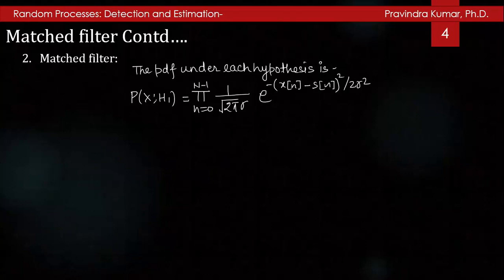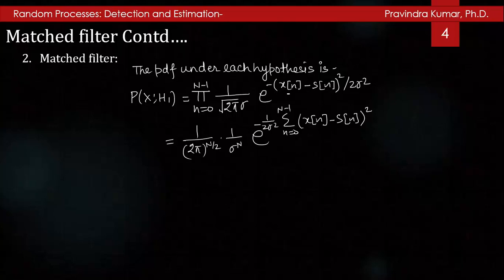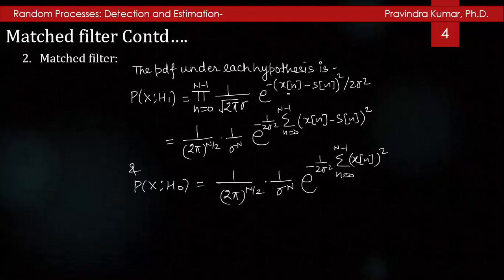Under hypothesis H1, the PDF will be the product over n from 0 to N minus 1 of 1 over square root of 2 pi sigma square, to the power minus (x[n] minus s[n]) whole square by 2 sigma square. You can write it as 1 over (2 pi) to the power N by 2, into 1 over sigma to the power N, to the power minus 1 by 2 sigma square summation n from 0 to N minus 1 of (x[n] minus s[n]) whole square. And the PDF under hypothesis H0 will be 1 over (2 pi) to the power N by 2, into 1 over sigma to the power N, to the power minus 1 by 2 sigma square summation n from 0 to N minus 1 of x[n] whole square.